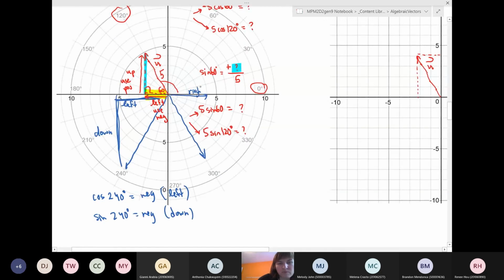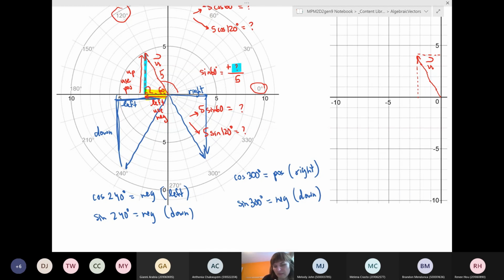Okay, so here you're going to be to the right and then down. So going to the right, it's supposed to be positive. So cosine of 300, let's type it in. It's supposed to be positive because you're going to the right. Test it out. And then sine of 300 is supposed to be negative because you're going down. Is that true? Verify. They won't be the same numbers again, but just positive versus negative, okay?